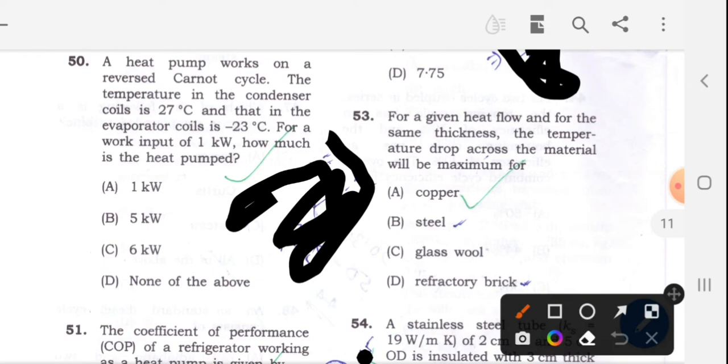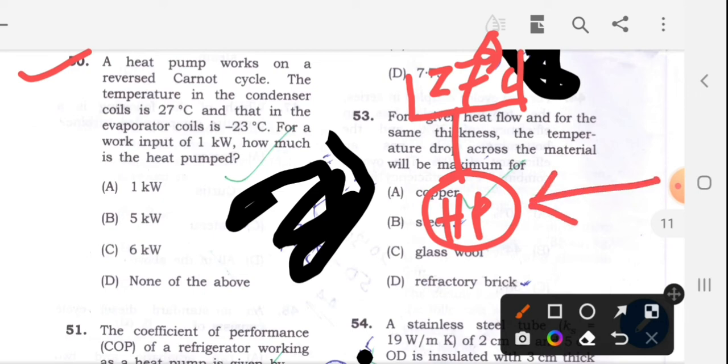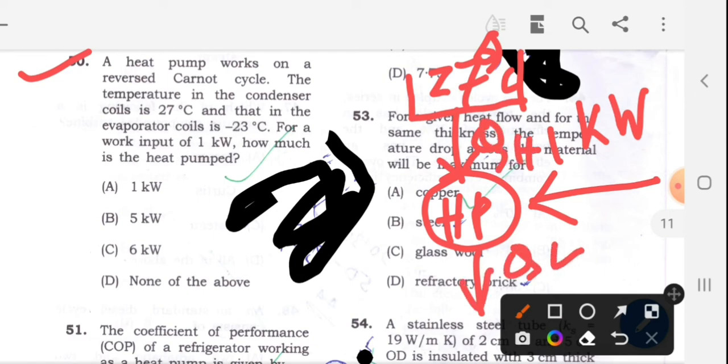A heat pump works on a reverse Carnot cycle. The temperature in the condenser coil is 27 degrees Celsius, and that of the evaporator coil is minus 23 degrees Celsius. For a work input of 1 kilowatt, how much is the heat pump's heat output? First of all, we have to know the cycle. The higher temperature is 27 degrees Celsius, and here the work input is 1 kilowatt, with Q higher and Q lower, rejecting at the lower reservoir at minus 23 degrees Celsius.